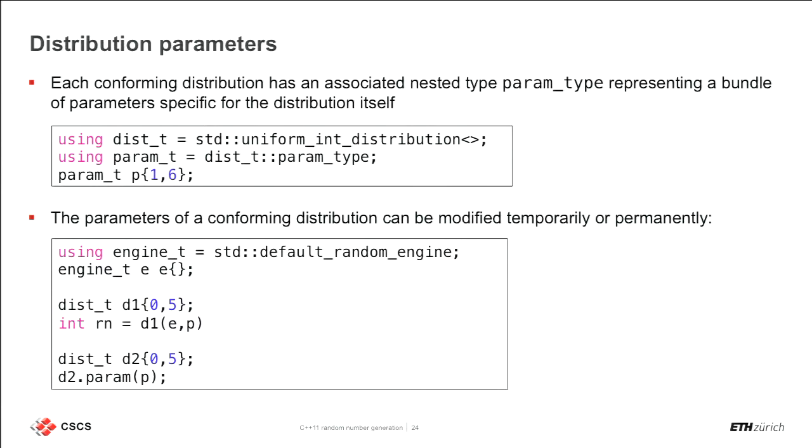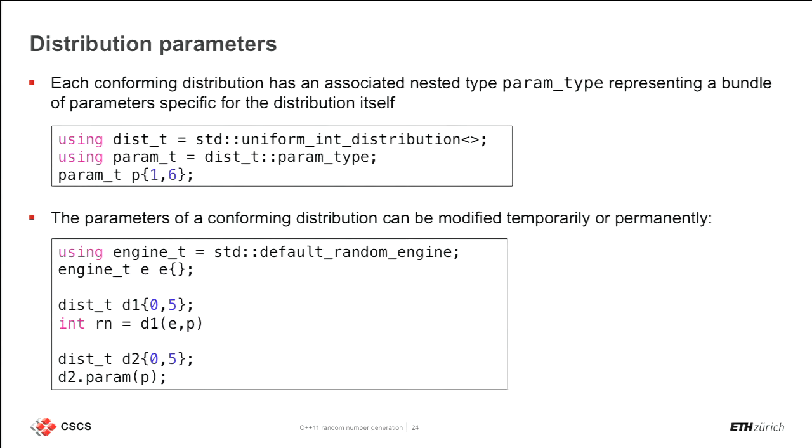So in the previous slide, I was already using this param_type as input type for the generation operator. Basically, this is a nested type that is defined within the distribution using the same name. It is basically a bundle of the parameters that define from a mathematical point of view the property of the distribution. So for the Gaussian distribution, this param type will be something like a structure that contains the mean value and the standard deviation. In case of the uniform distribution, this will be an aggregate type which contains the minimum and the maximum value of the range of generation of numbers.